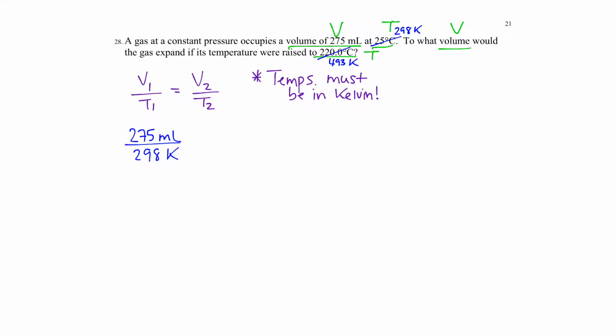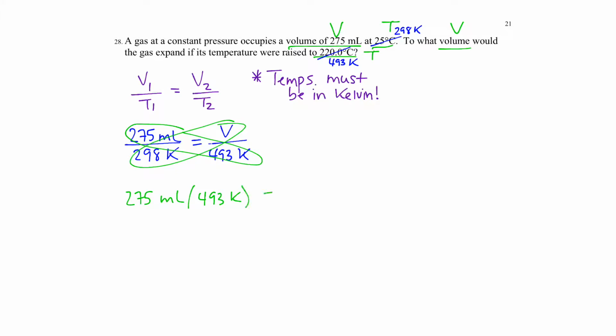Okay, so we have our V1 over T1, and then on our other side, we don't know what the new volume is, but we are solving for what the volume would be at 220 degrees Celsius, which we converted to 493 Kelvin. Now the easiest way to solve this one, this is a proportion, right? So the easiest way would be to cross multiply. So if we cross multiply, our setup would now be 275 milliliters multiplied by 493 Kelvin equals 298 Kelvin multiplied by the volume. So to solve for our variable V here, divide by the coefficient of our variable.